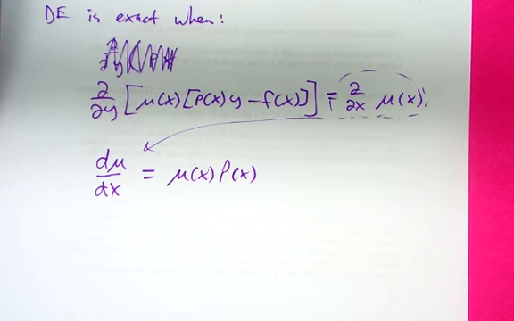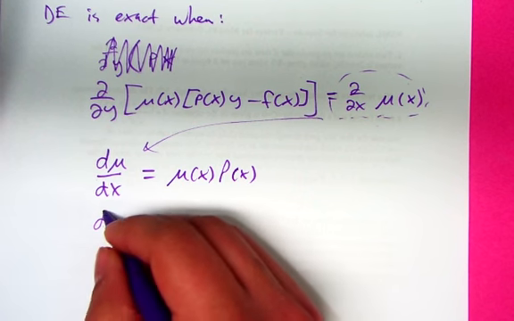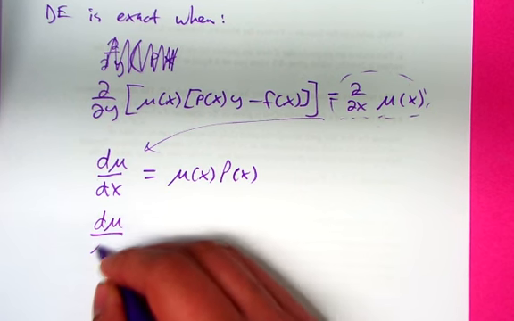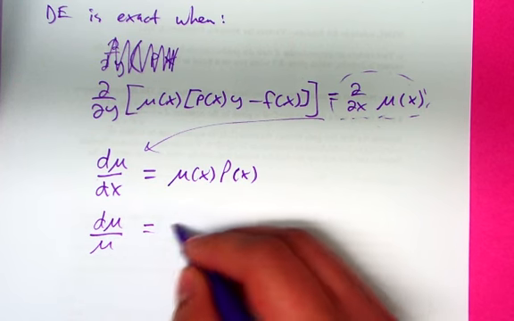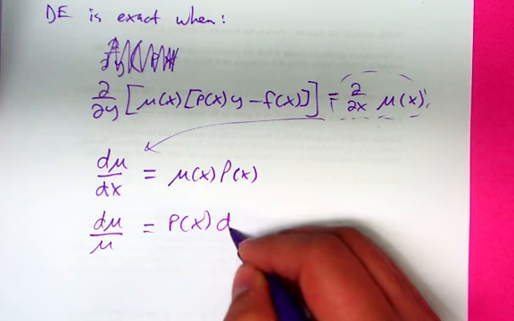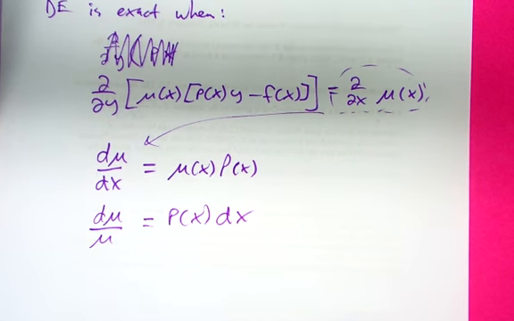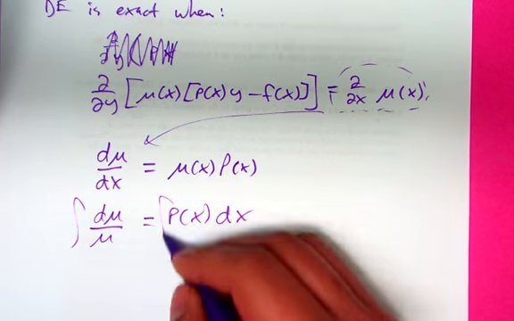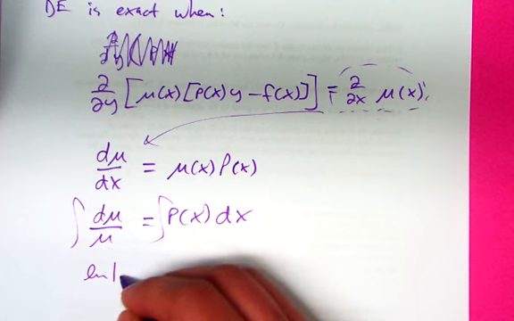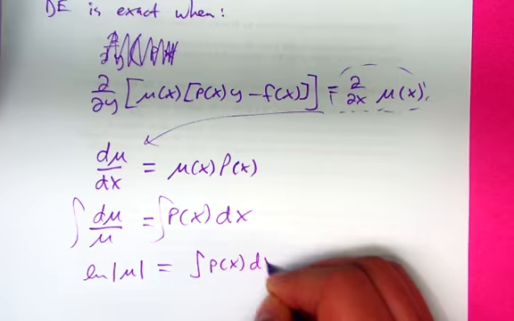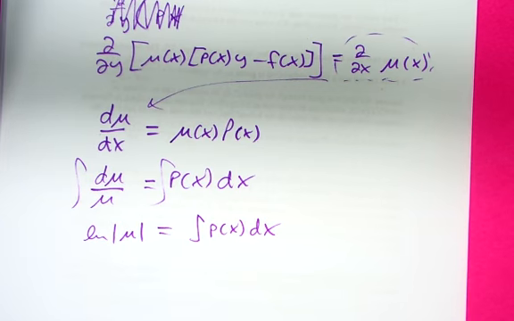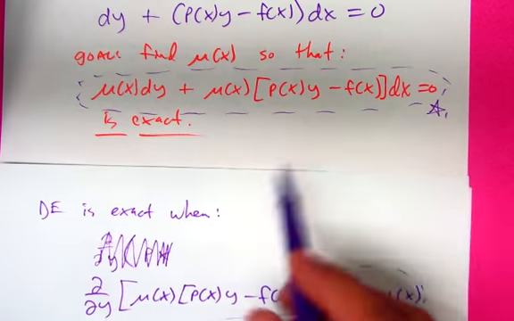Which is now something that we can figure out. It's separable. If I separate, I get d mu over, and I'm going to just write it as mu. D mu over mu equals p of x dx. If I integrate both sides, we get that natural log of mu is equal to the integral of whatever p of x is, dx.